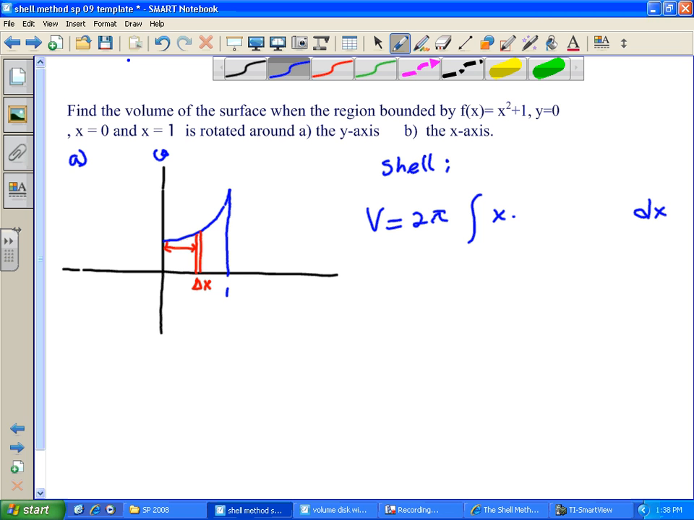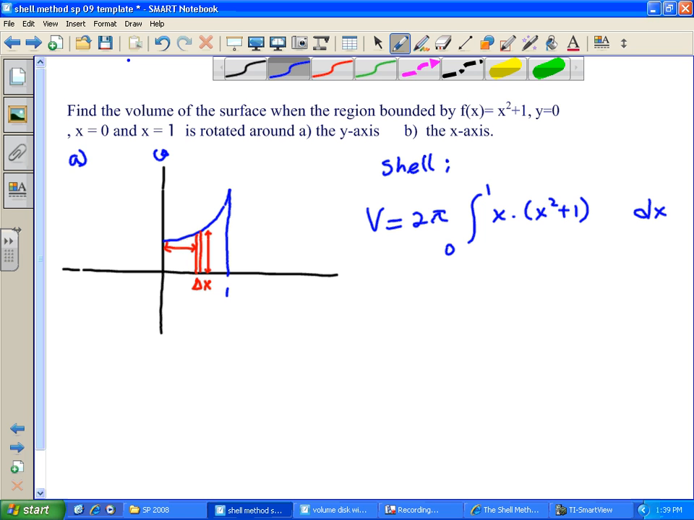How about shell height? Shell height? Normally it's y, but since y equals x squared plus 1, I'm going to use that version of it, the version in terms of x. And the limits of integration? 0 to 1, correct? Multiply the x's, plug the values in.